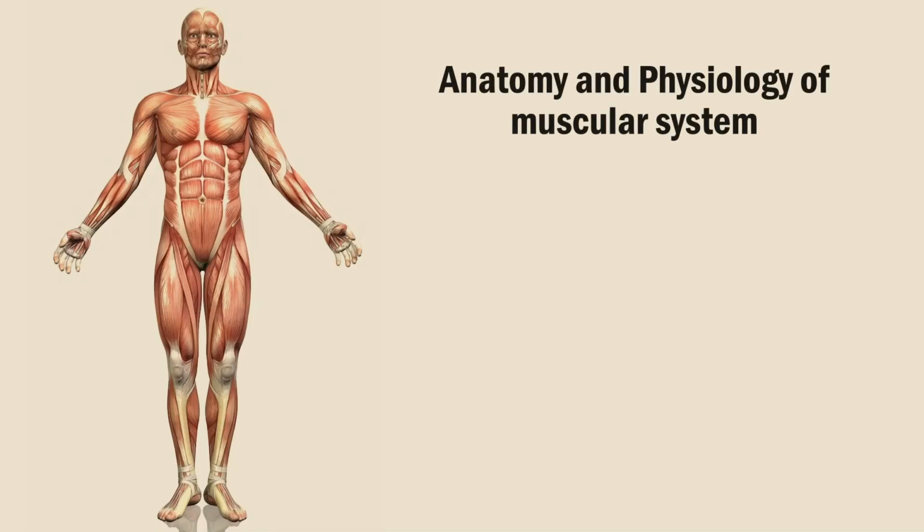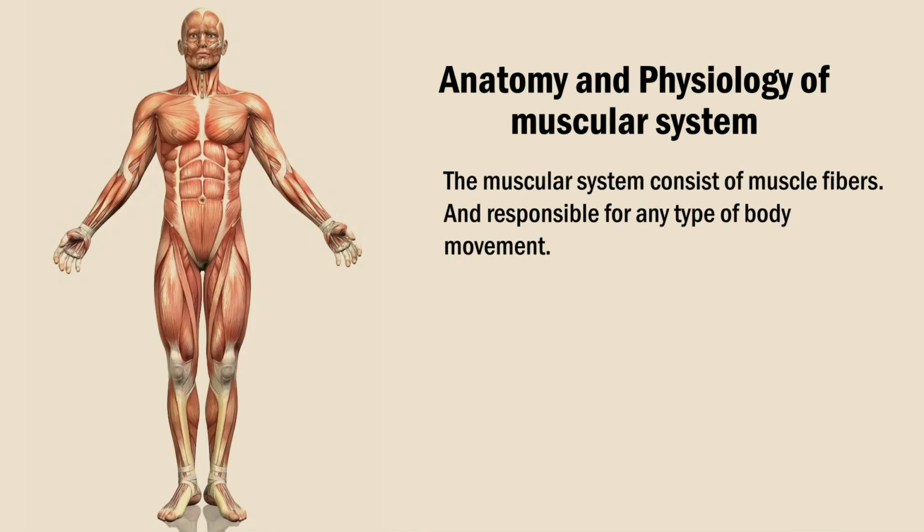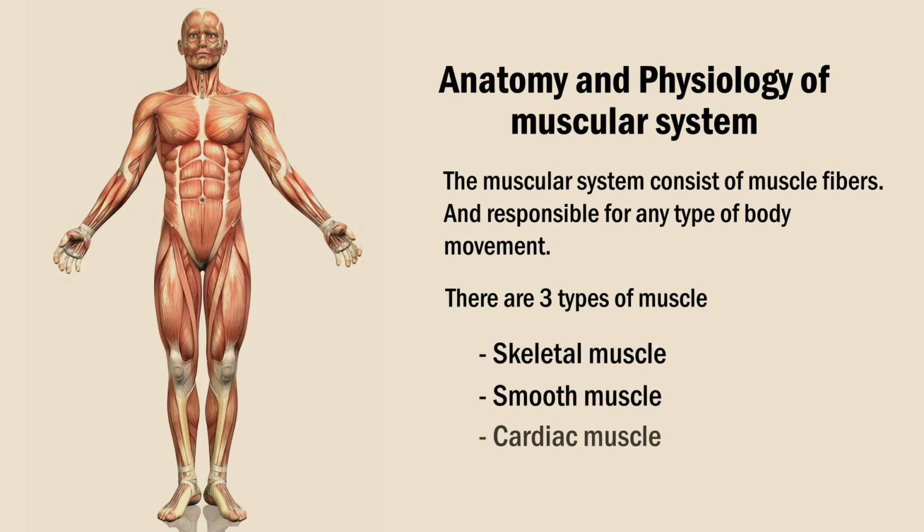The muscular system consists of muscle fibers. It is mainly responsible for any type of body movement. There are three types of muscles: skeletal muscles, smooth muscles, and cardiac muscles. The skeletal muscles are attached to bones and controlled by the central nervous system. They are responsible for all skeletal movements.